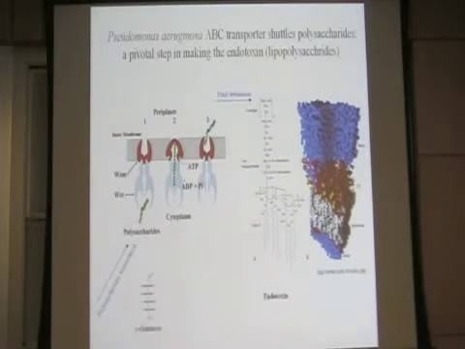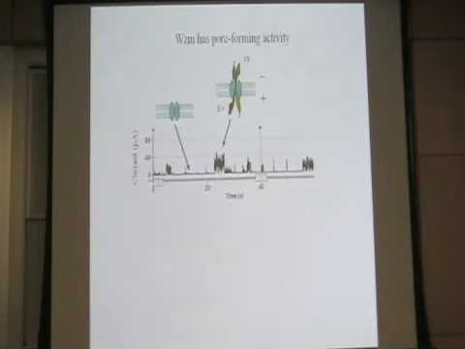Now, to define the pore-forming activity of WZM, we did some electrophysiology. This basically shows you that if you separate two chambers with electrolytes, and if the protein forms a pore, you see an opening. If it doesn't, you don't see an opening. Current is 0.